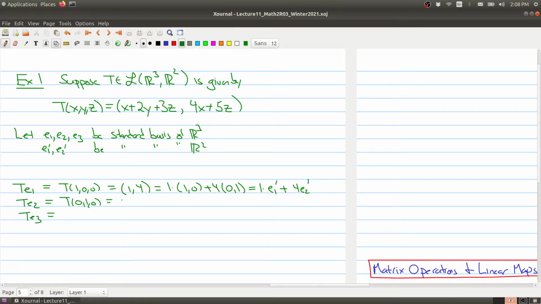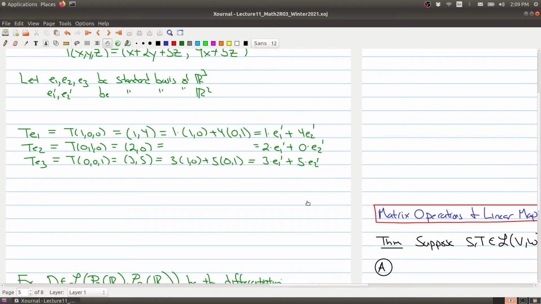So T of 0, 1, 0 gets sent to 2, 0, which you can convince yourself is equal to 2 e1 prime plus 0 e2 prime. And then T of 0, 0, 1 gets sent to 3, 5. And you can think of this as 3 times 1, 0 plus 5 times 0, 1, which is equal to 3 e1 prime plus 5 times e2 prime.